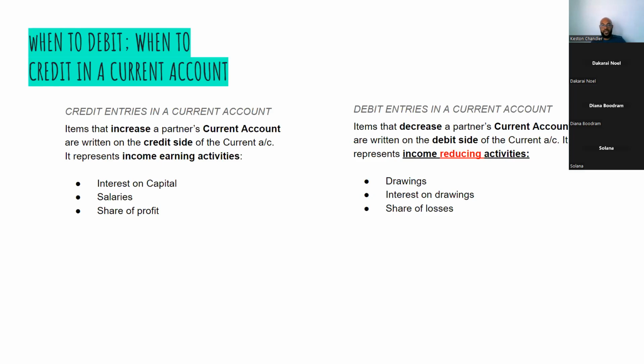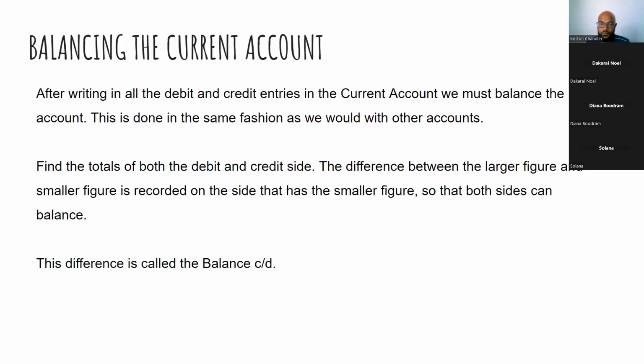As I just mentioned, items that increase the partner's current account are written on the credit side, and they represent income earning activities. So they earn income when they get interest on capital, they earn income if they receive a salary, and they earn income when they get a share of profit. Debit entries in the current account will be income reducing activities. And income reducing activities would be drawings, when they take money out of the business, interest charged on drawings, and any losses, share of losses. Everybody with me so far?